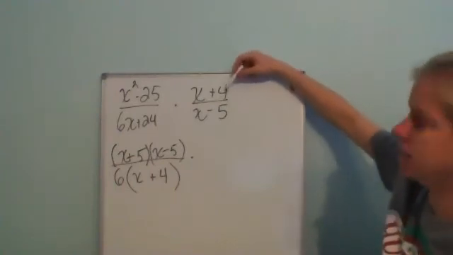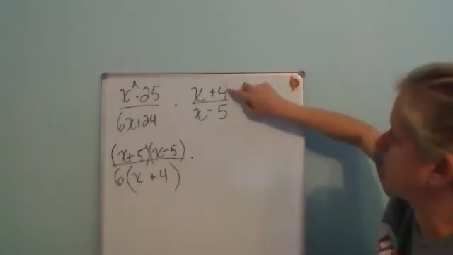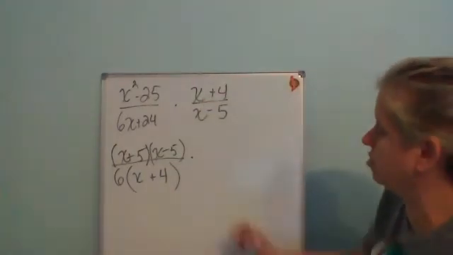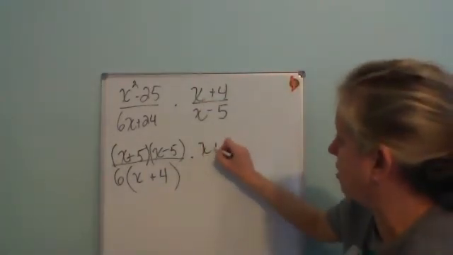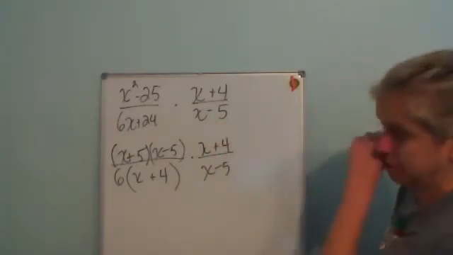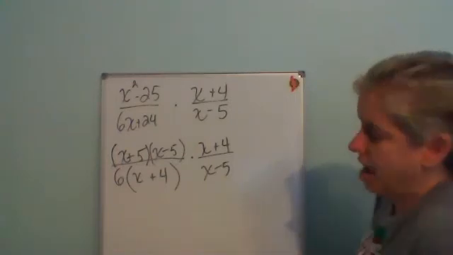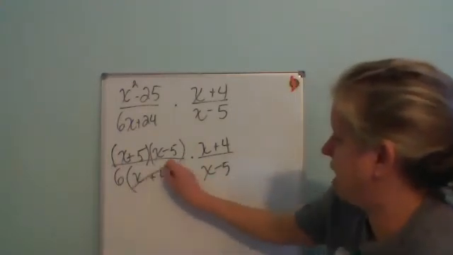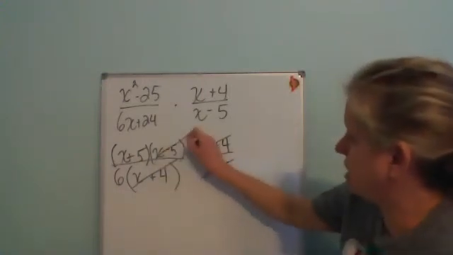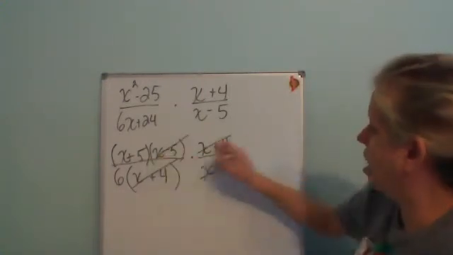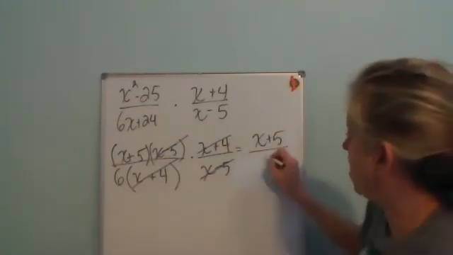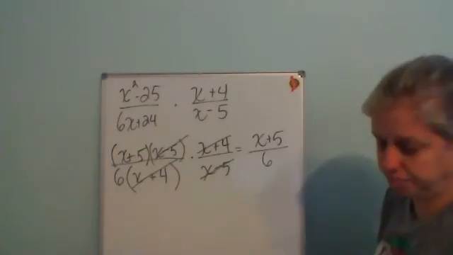Times. Now, look at this fraction. The good thing about this fraction is there's no factoring that needs to be done, right? X plus 4, there's nothing in common. There's nothing I can pull out. It's not a trinomial. Same with the x minus 5. So I'm just bringing that fraction down. Now I'll do my canceling. Well, let's see. That x plus 4 will cancel that one. And that x minus 5 will cancel that one. So all I'm left with up top is the x plus 5. And in the bottom, I'm left with 6.